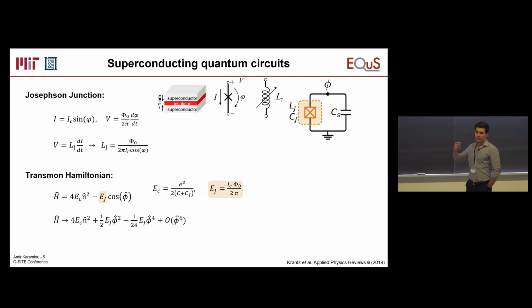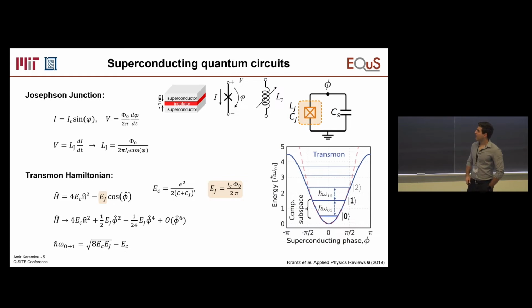OK, so I'm just going to expand the cosine term. I get something that looks like this. This is the expansion. Now, if you look at the first 2 terms, these are identical to what we had for the LC oscillator. But we now get these additional phi to the 4 terms. And now, because of this additional nonlinearity in our system, all of a sudden, the energy difference between 0 and 1 is different than the energy difference between 1 and 2. So with that, I can actually use 0 and 1 as my qubit subspace.